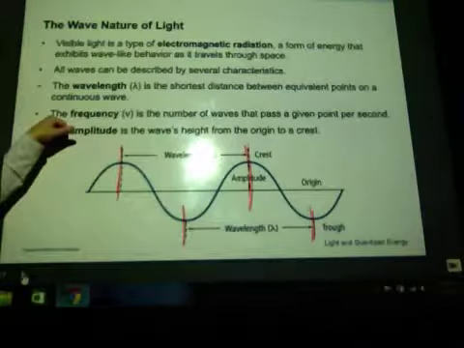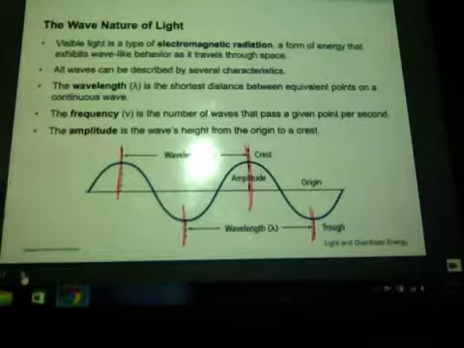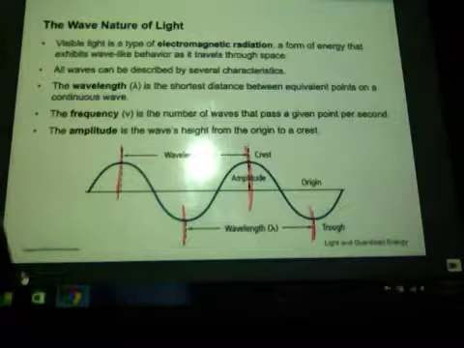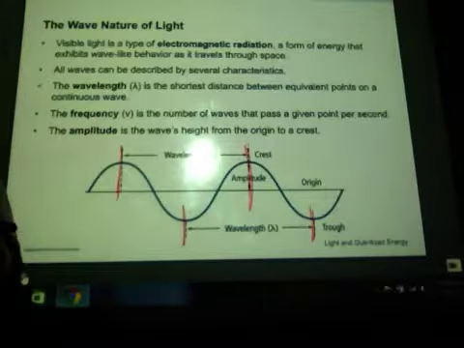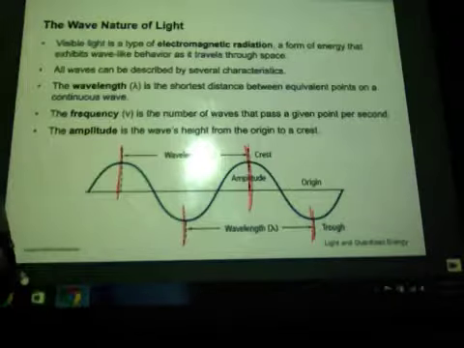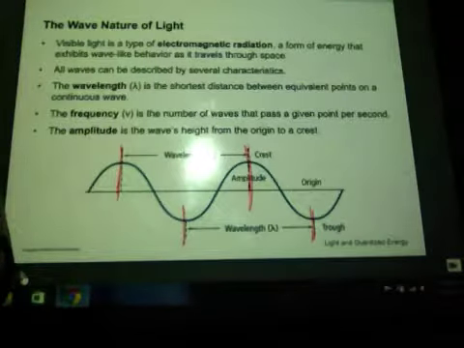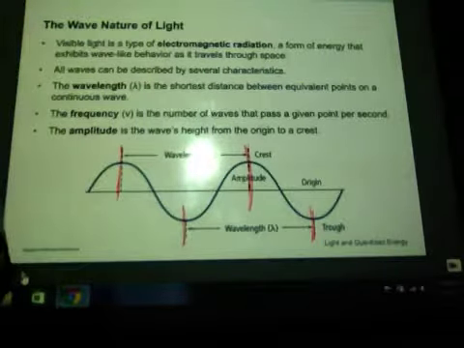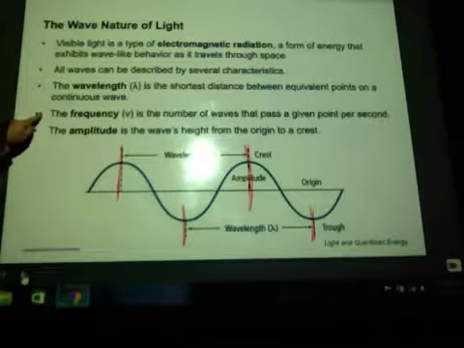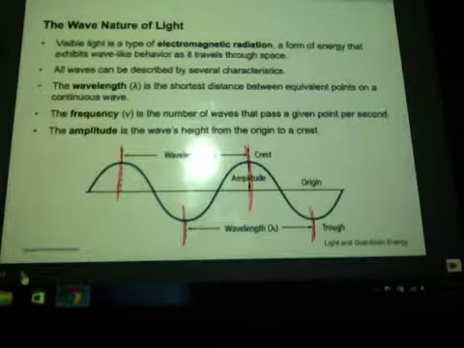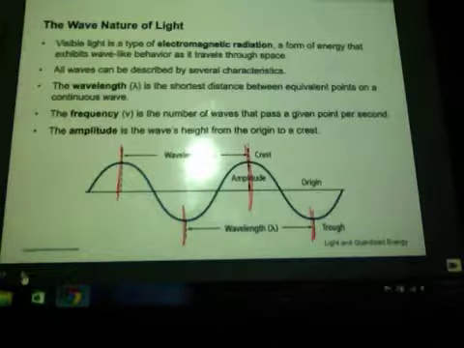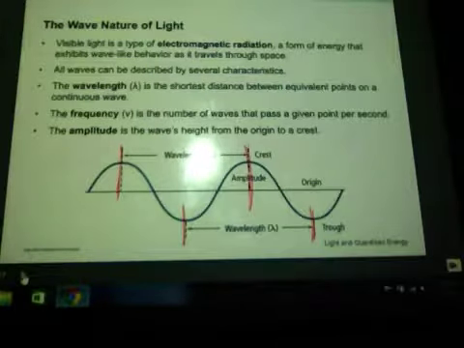Frequency is the number of waves that pass in a given second. So if you're lying on the dock at the lake and you hear the waves splashing up against the dock, that would be the frequency of the waves. The only thing with frequency here is that it's measured per second. You probably don't do that when you're lying on the dock.